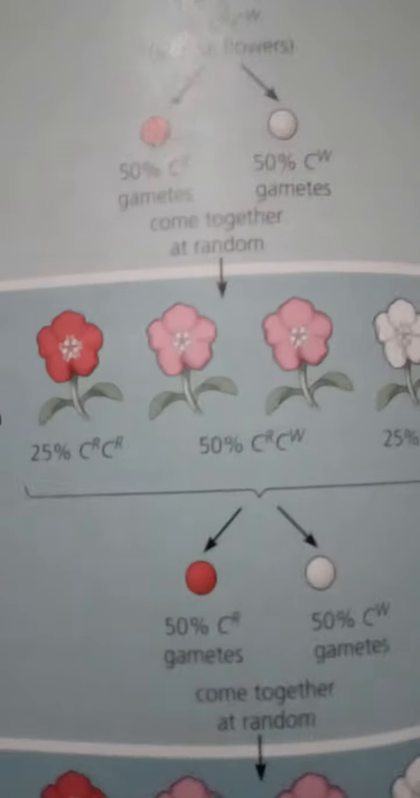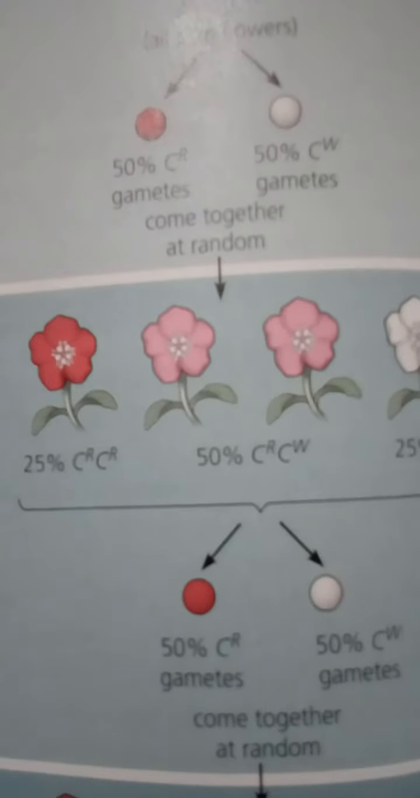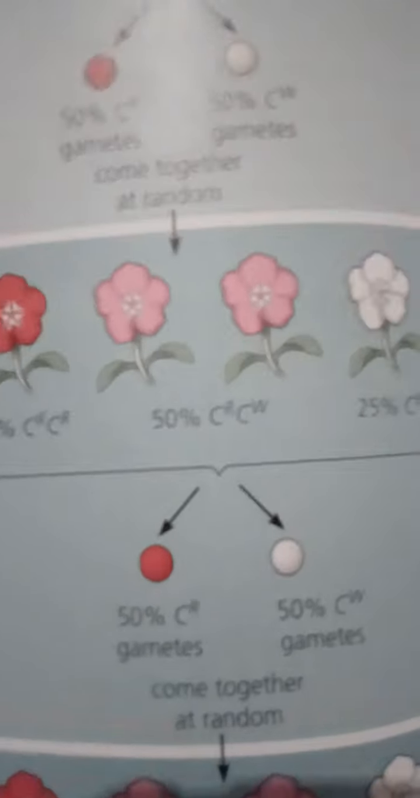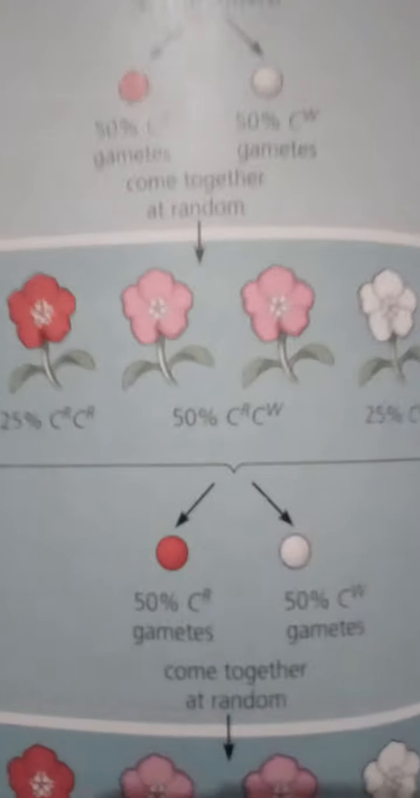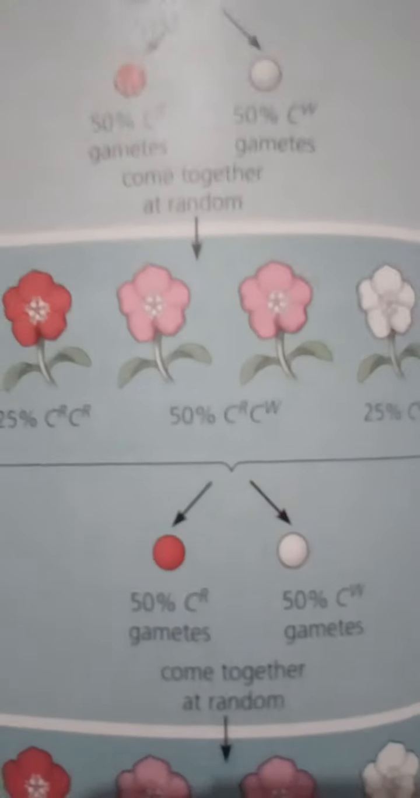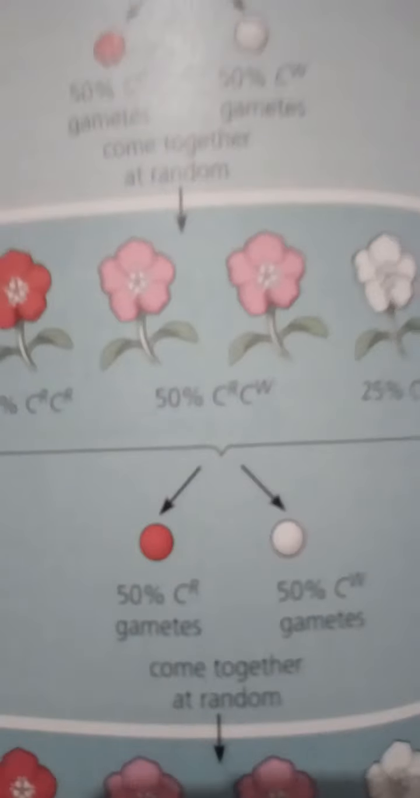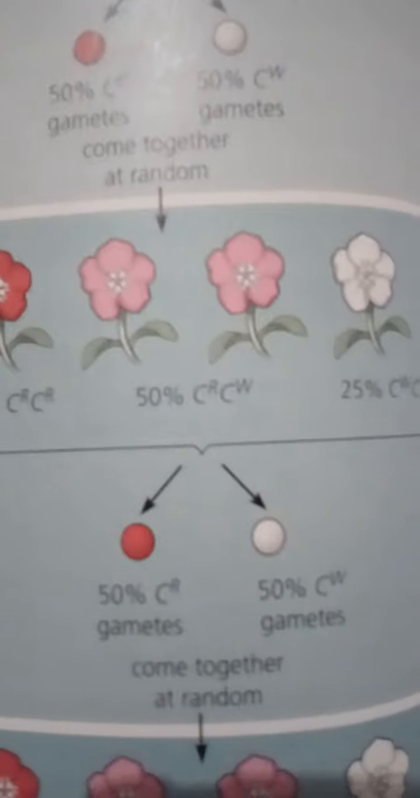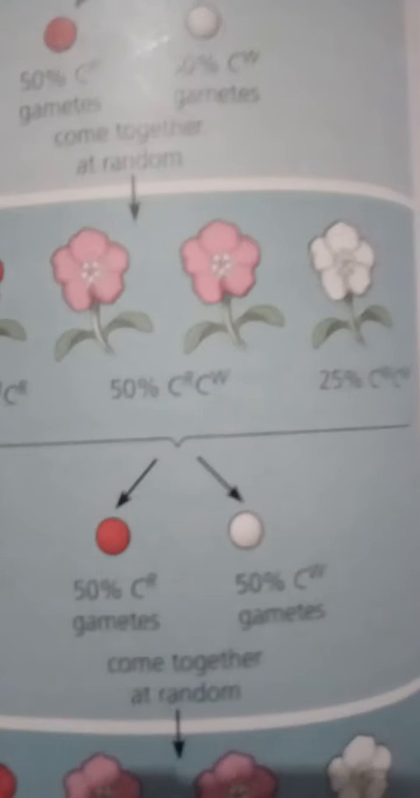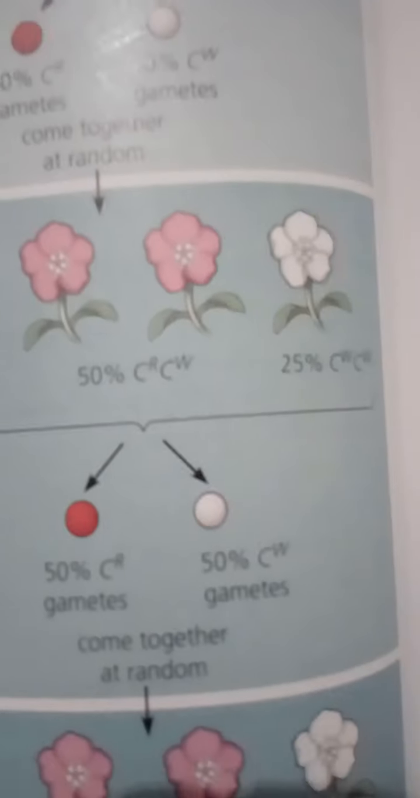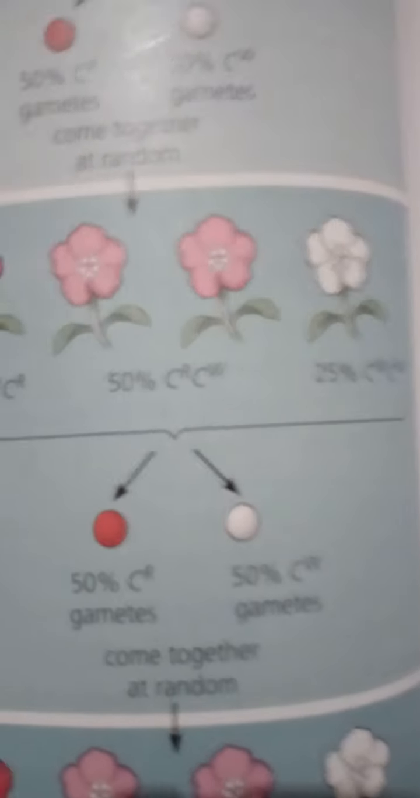Let's apply the Hardy-Weinberg theorem to our hypothetical wildflower population. Recall that 80%, which equals 0.8, or 8 parts of 10, of the flower color alleles in the gene pool are C^R, and 20%, which equals 0.2, are C^W. Because each gamete produced by the flowers is haploid, it carries only one allele for flower color. The chance that a gamete will carry a C^R allele is 0.8, and the chance that it will carry a C^W allele is 0.2.